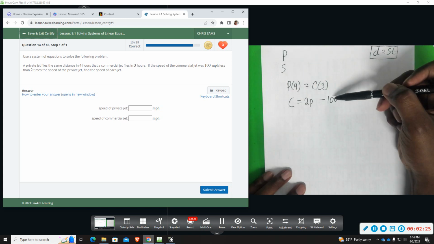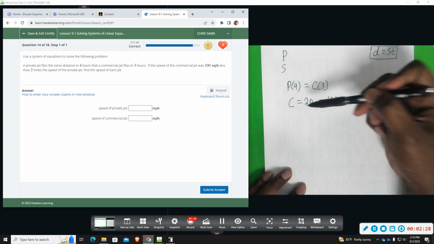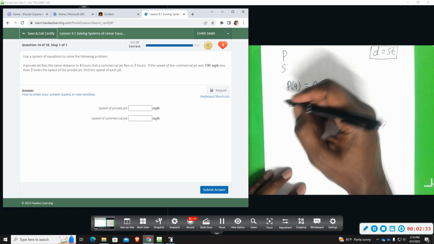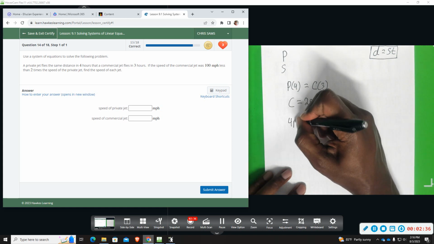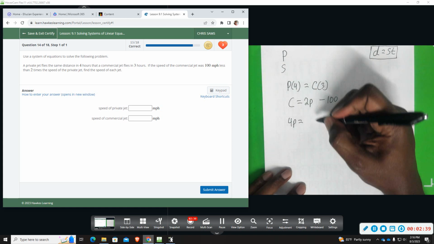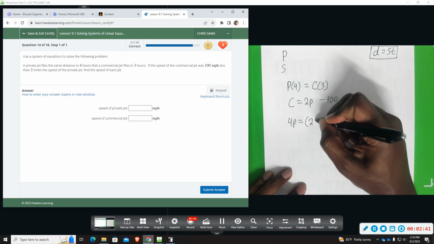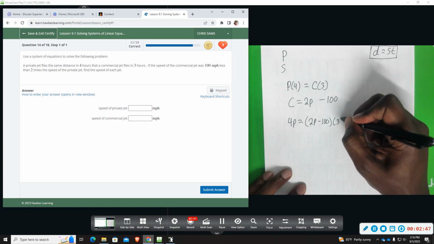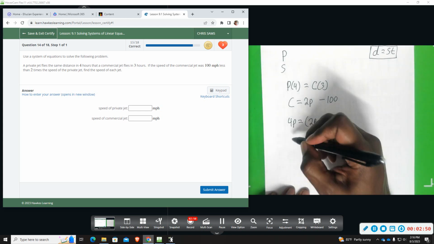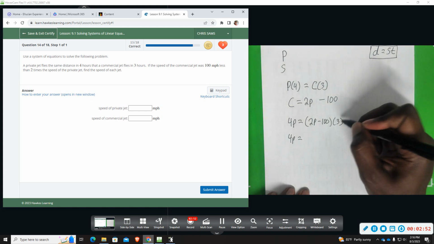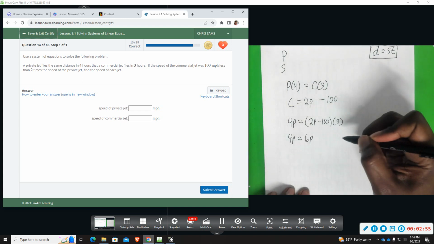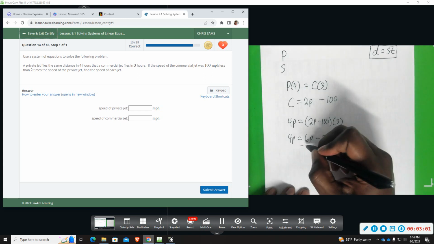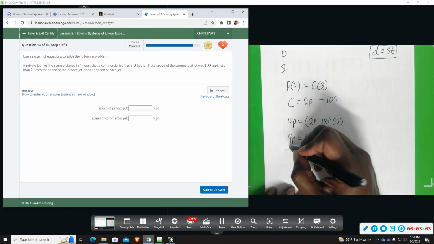This equation, this equation. This one is already set up for substitution, so I'm going to substitute this in for C, and then we'll be able to solve it. So this is 4P equals, instead of C, we're going to write 2P minus 100. This is being multiplied by 3. So distribute 3, so we got 4P equals 6P minus 300.